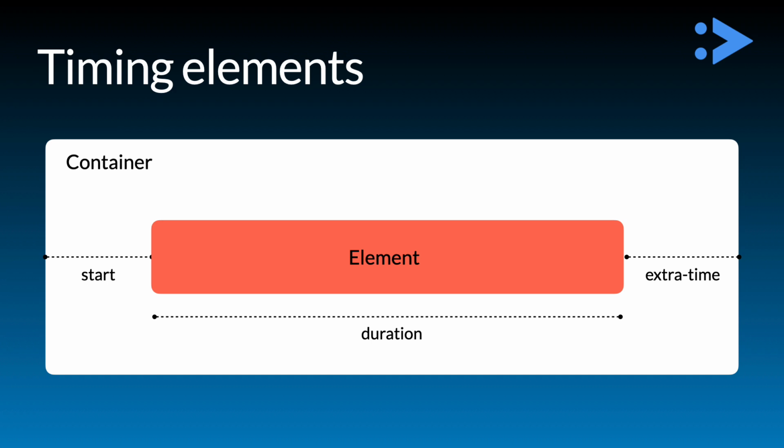You can also decide when an element becomes visible and when it becomes hidden with three main properties: start, duration, and extra time. Start defines the number of seconds since the beginning of its container. This could be a scene or the movie. Duration defines the number of seconds the element will be visible. Extra time adds additional seconds to the element when the element is already hidden.